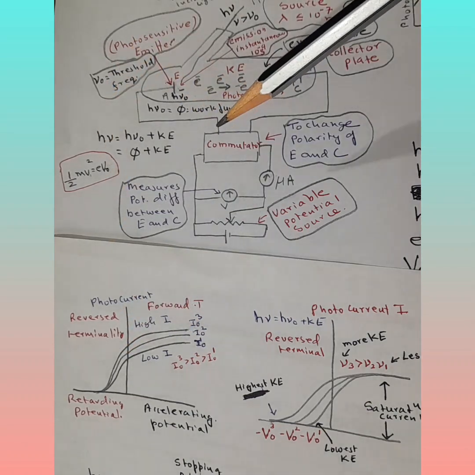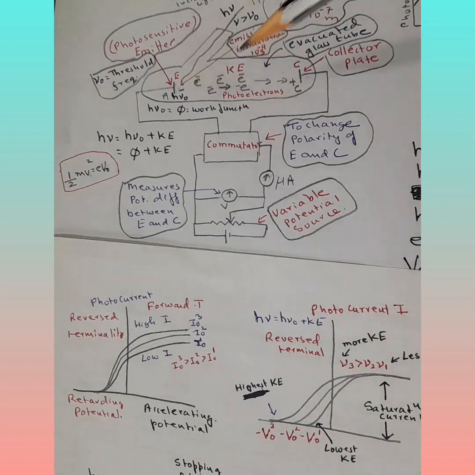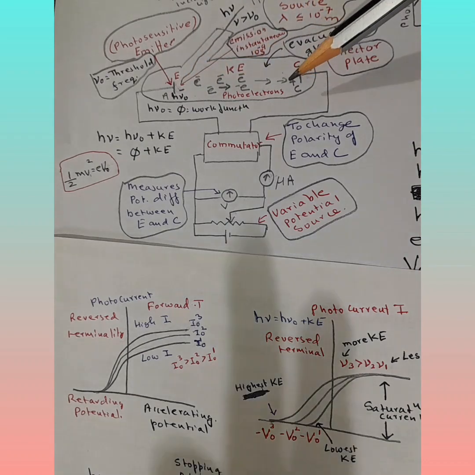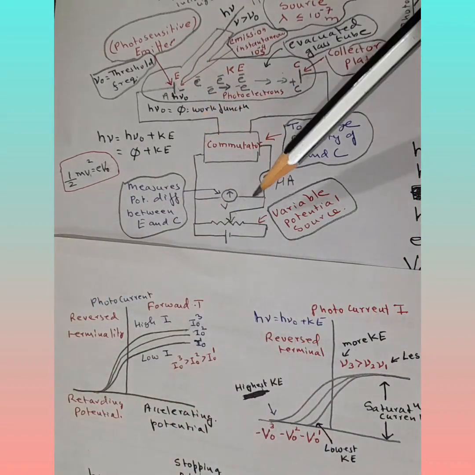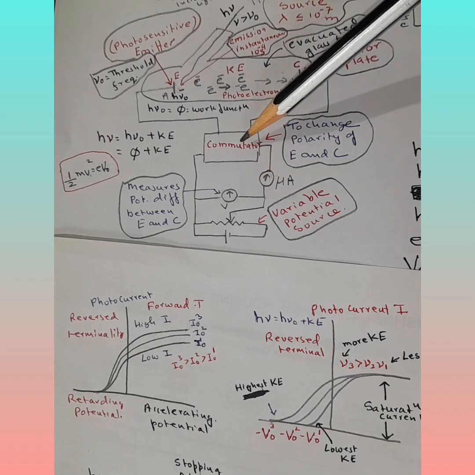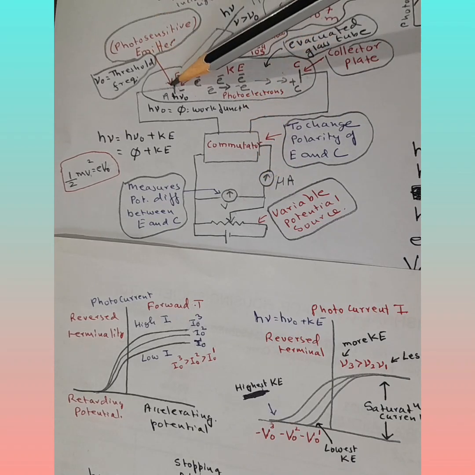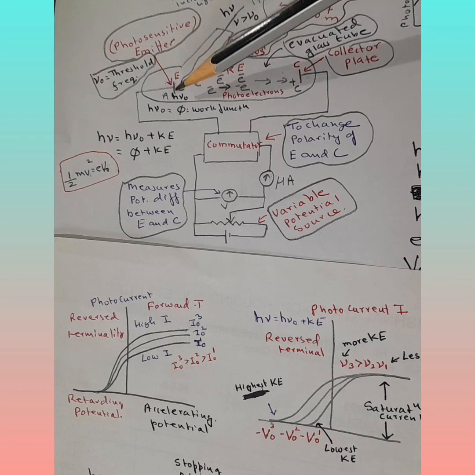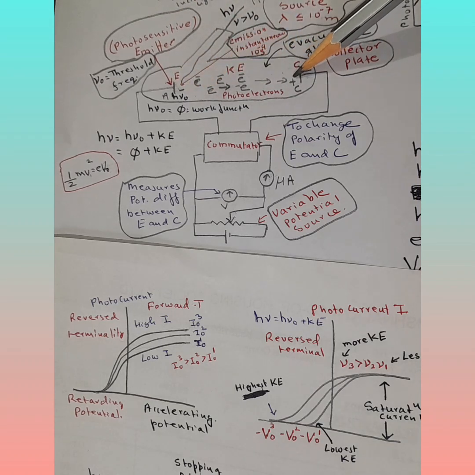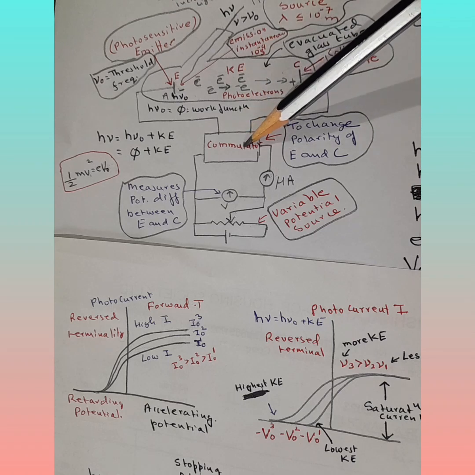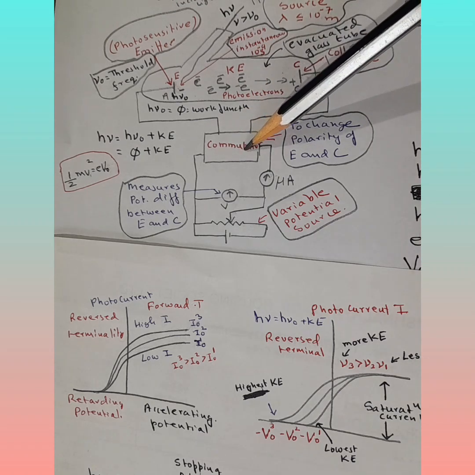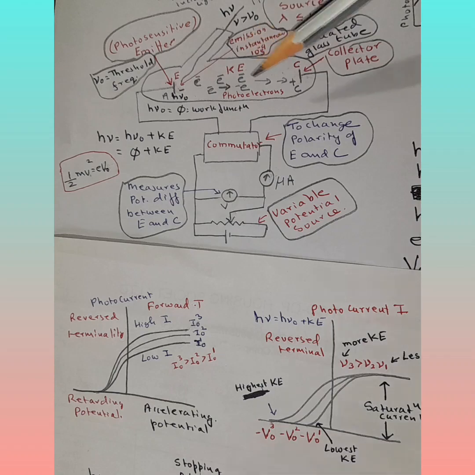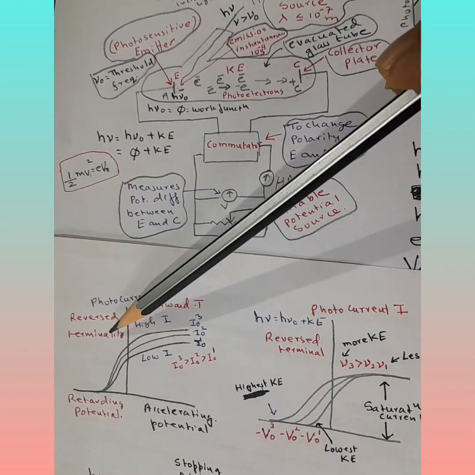Now let's check out what happens when we reverse the terminal. Reversing the terminal means that when we saw this got saturated, we changed the terminal with the help of a commutator. Earlier this was negative and this was positive, then this became positive and this became negative with the help of the commutator. That is the part we are observing now.